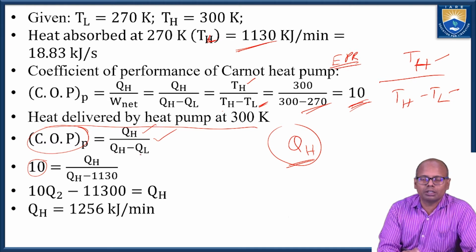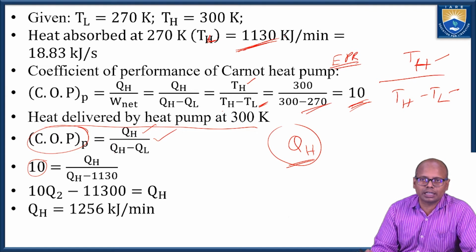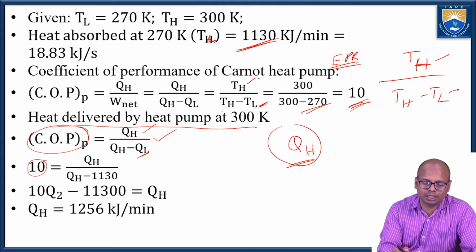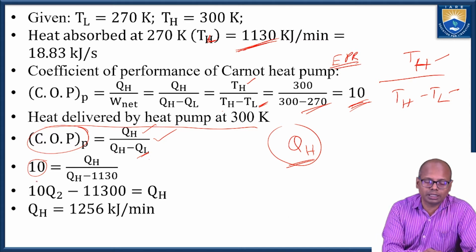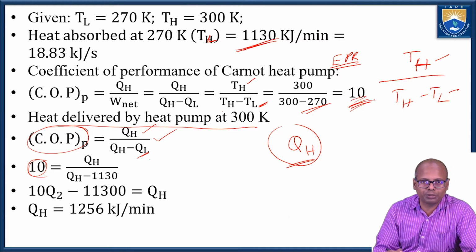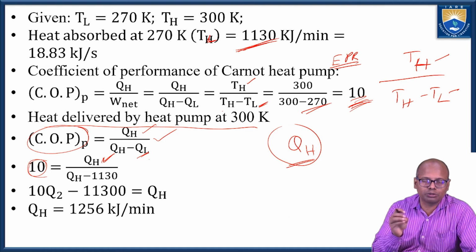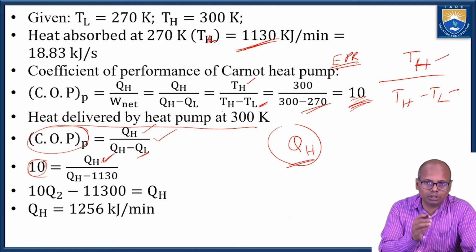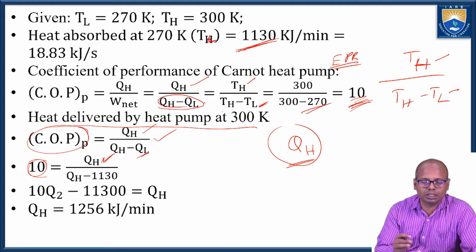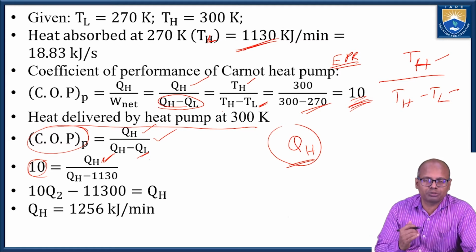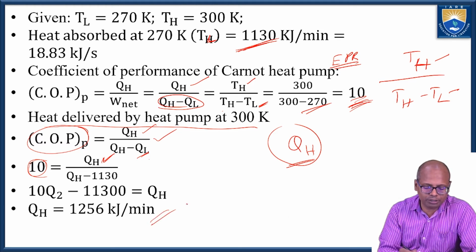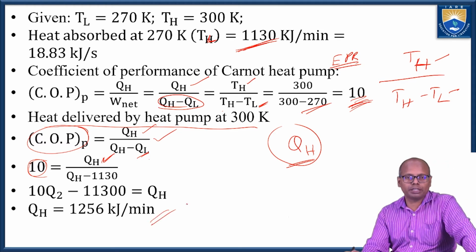If I substitute the QL, the energy extracted from the lower reservoir, and if I take the COP that we have obtained here, I can find out QH, the amount of heat supplied to the higher reservoir. So the heat supplied to the higher reservoir divided by the net work. Net work is nothing but the difference between heat absorbed and heat rejected. So if I do like that, what will I get? I can simply find the energy supplied to the heat pump.